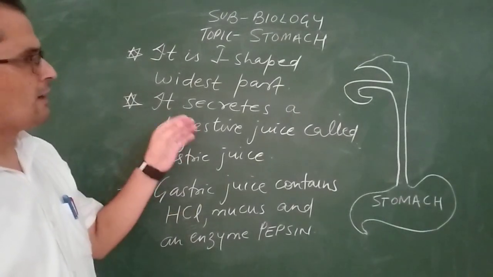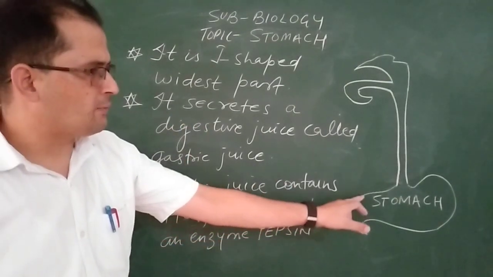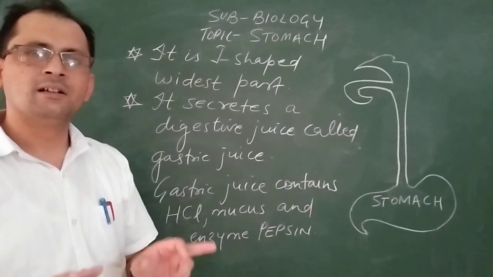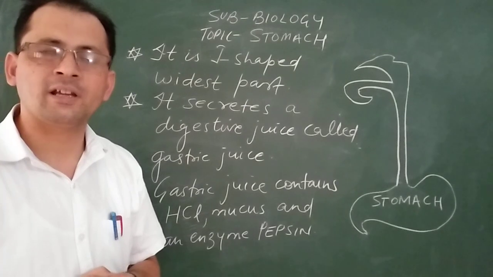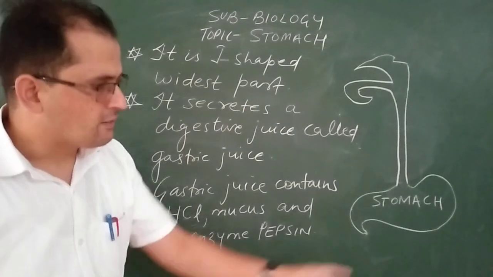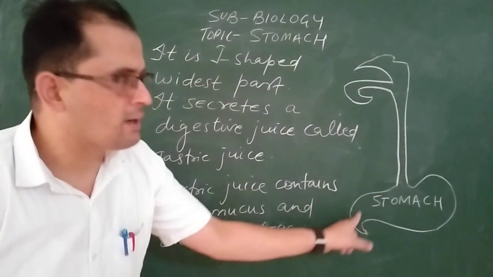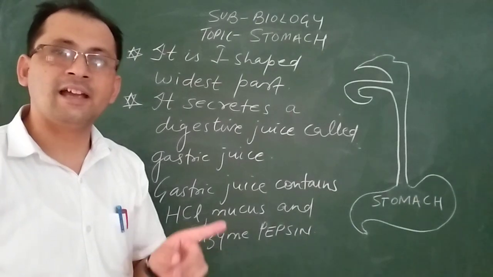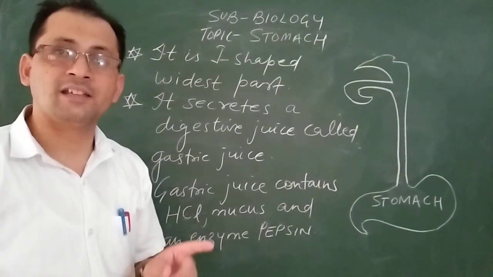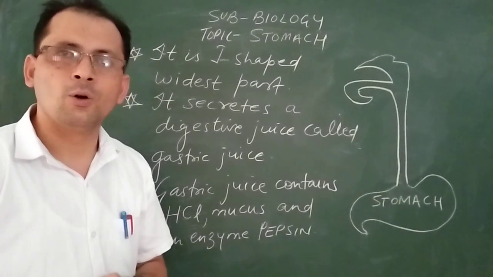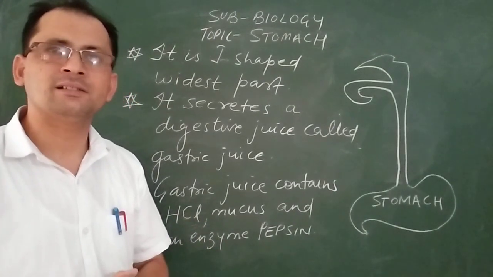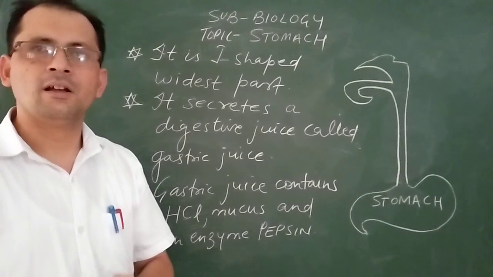Now the inner wall of this stomach secretes some digestive juices which are known as gastric juice. The inner wall of the stomach secretes digestive juices. Digestive juices means juices which help in the digestion of food. And these juices are known as gastric juices.